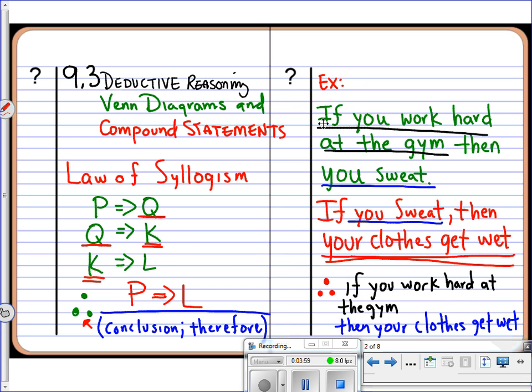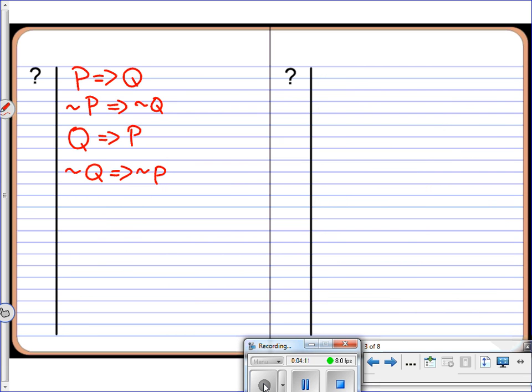Now, I haven't said whether anything has happened, like whether my clothes got wet. I'm just simply recognizing that there's this chain of events, that the first thing happens and the very last thing happens. All right, to help you process and make sure that you can do this on a test or quiz, I've written an original conditional statement, P then Q.